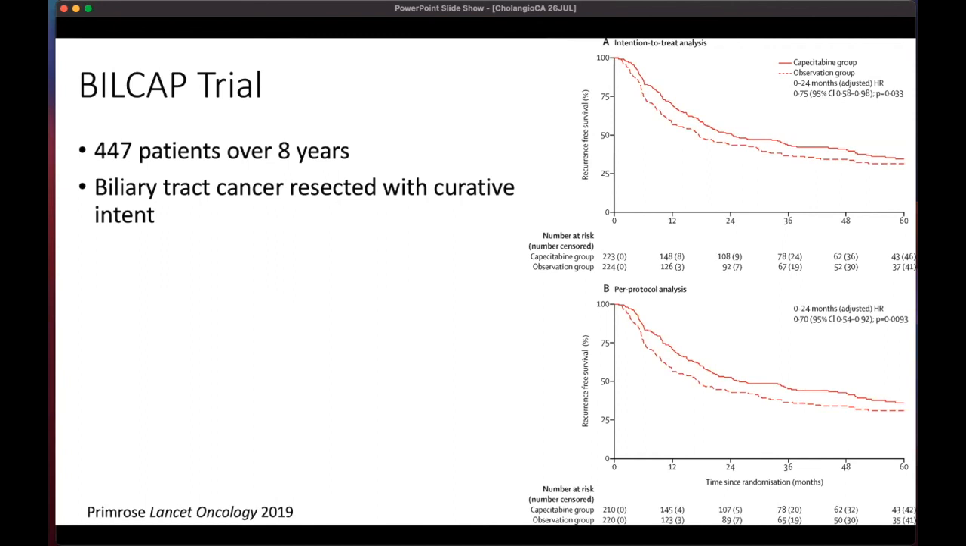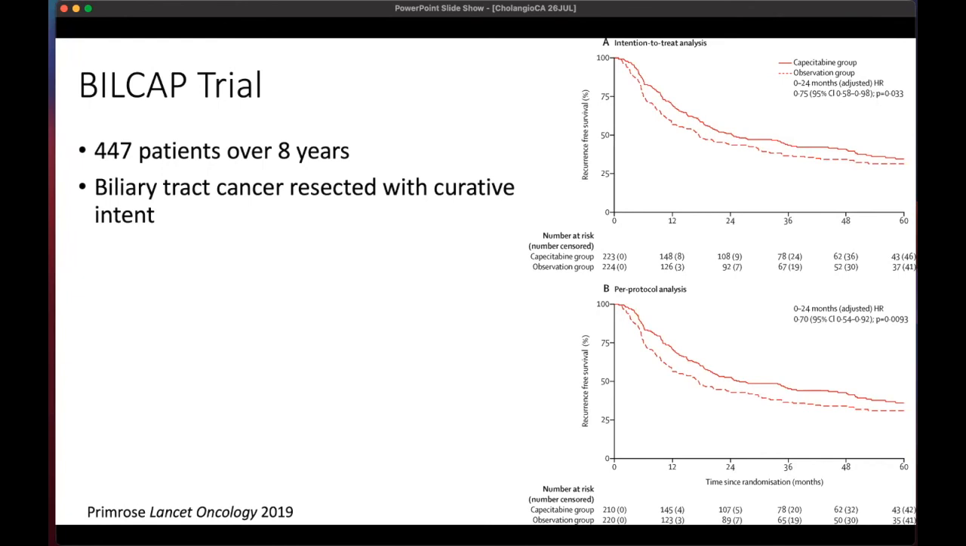But this is the trial that you guys should be aware of if you're going to be aware of anything, the BILCAP trial. This is a phase 3 trial, 447 patients. I put 8 years on there because I think it's super interesting. It took 8 years for them to enroll 447 patients for this trial, which speaks to how rare these cancers are and how hard it is to run these trials.